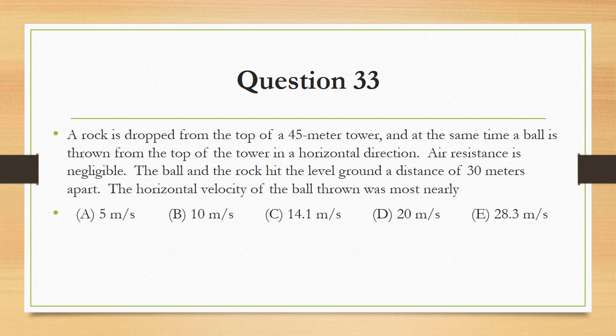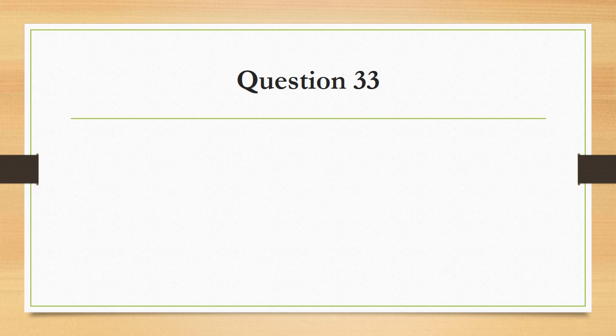Here in question 33, we're looking at a very, very straightforward projectile question. Because both balls start with an initial vertical velocity of 0, they will take the same amount of time to hit the ground. So let's start off by finding the amount of time it takes for them to hit the ground, and then we'll plug it eventually into this expression for the displacement.